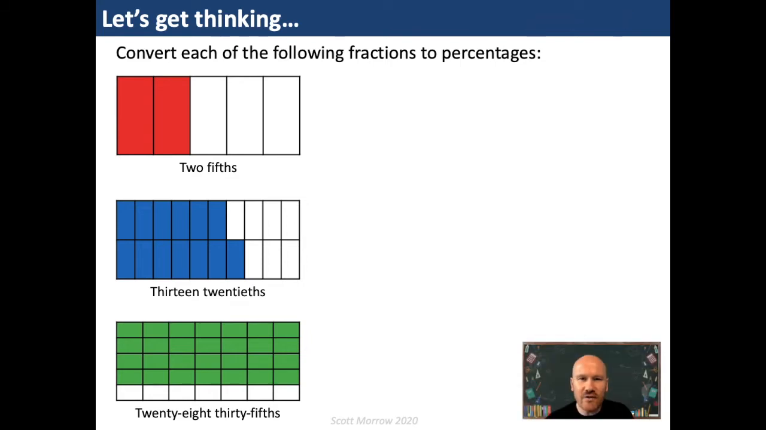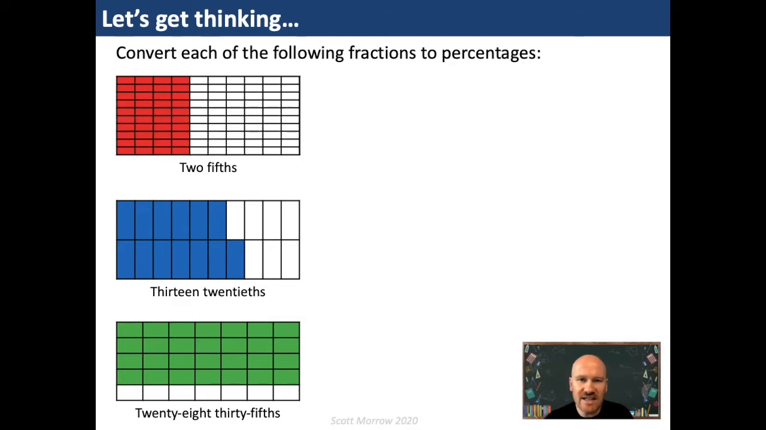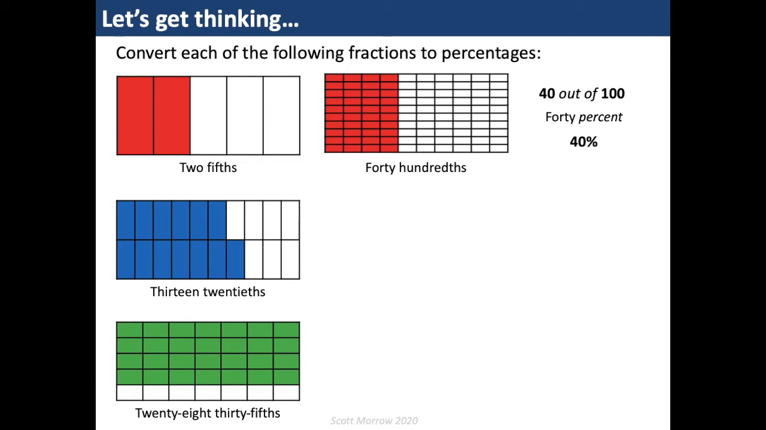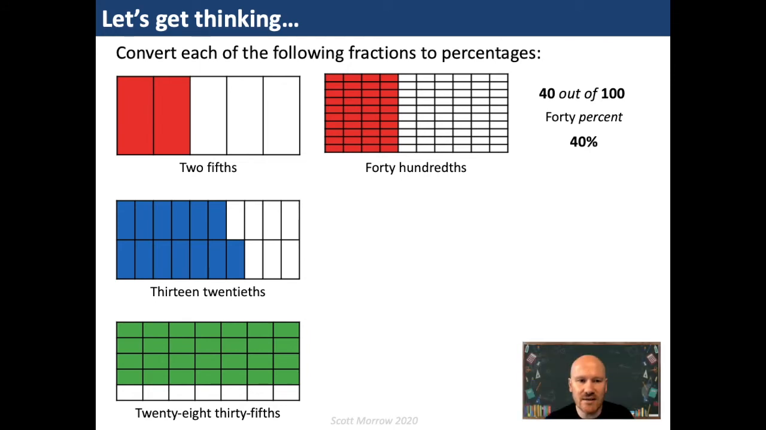Let's have a look at 2/5 to begin with. We can find an equivalent fraction in hundredths. Each of those fifths can be split into 20 parts. We've created hundredths, and 40 of those hundredths is exactly the same as 2/5. Now that we've converted it into hundredths, we can then express that as a percentage. We've got 40 out of 100, and we know that that means 40%, which we can also write using the % sign.